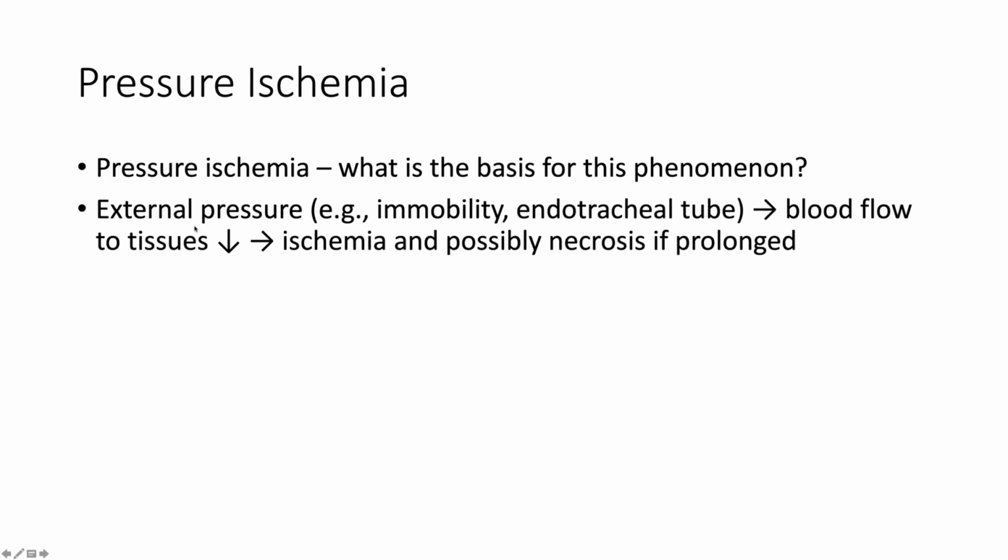The basis for pressure ischemia is there's some sort of pressure. It doesn't necessarily have to be external to the body, just external to the blood vessel. So there's some sort of external pressure, like immobility or an endotracheal tube, that decreases blood flow to the tissue. And because you have decreased blood flow, you'll get ischemia and partial necrosis.